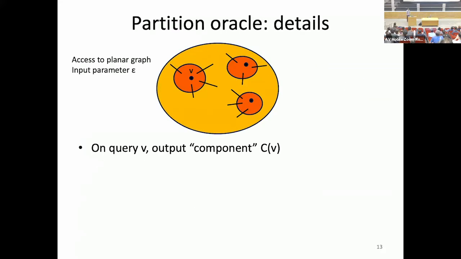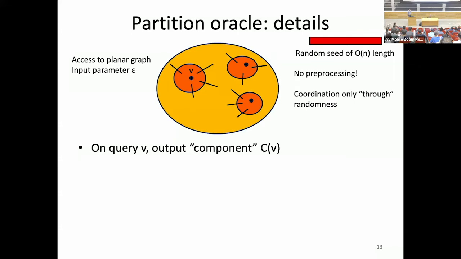A partition oracle is a procedure where we have access to the planar graph as described, random access to the adjacency list. We'll have an input parameter epsilon, which is again this hyperfiniteness parameter. On query V, we want to output a component C_V. Think of a component as a connected subgraph containing V. There is going to be a fixed random seed of length n. There's no pre-processing, so all the coordination is happening through access to the random seed.